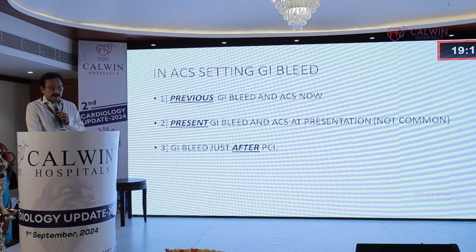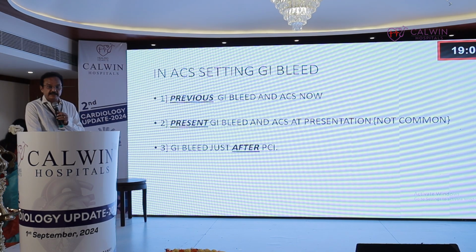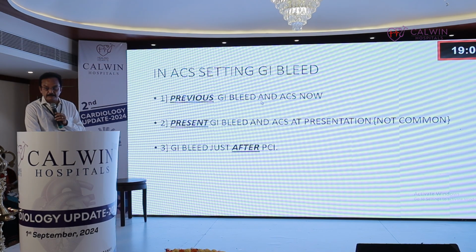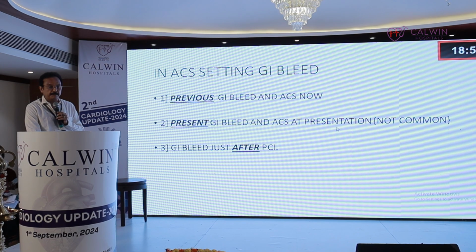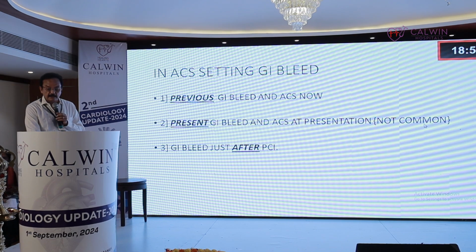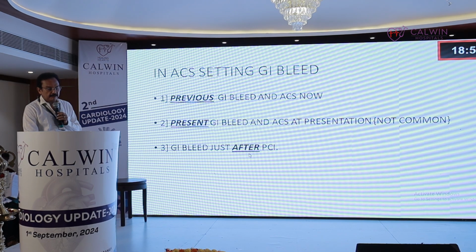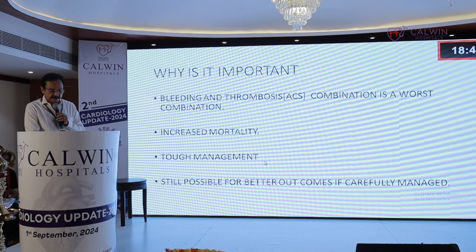So in a setting, how can a patient present with a GI bleed? Either he will have an acute coronary syndrome and come with a history of previous GI bleed, or he can have a GI bleed and ACS at presentation, which is very, very uncommon, and GI bleed just after angioplasty. So these are the three important scenarios you get, and how do you manage these patients?